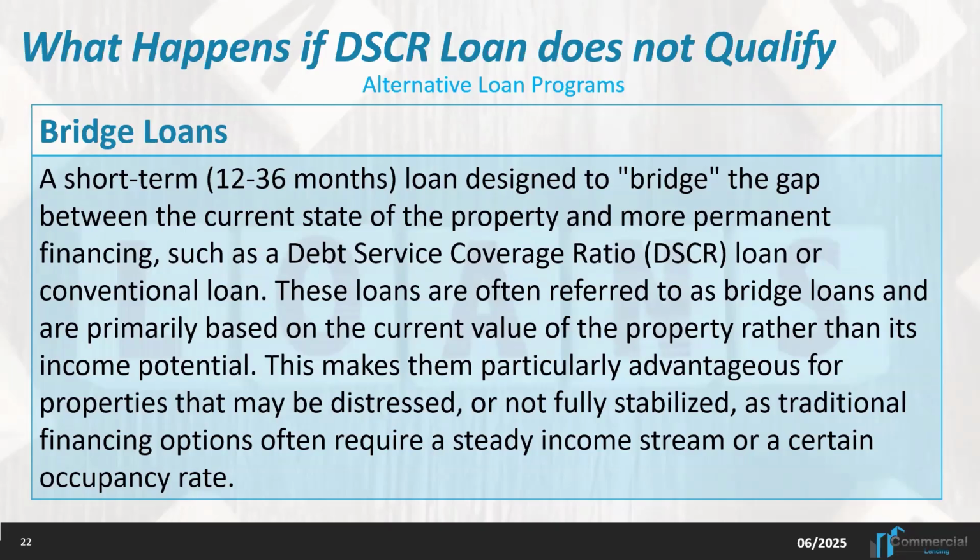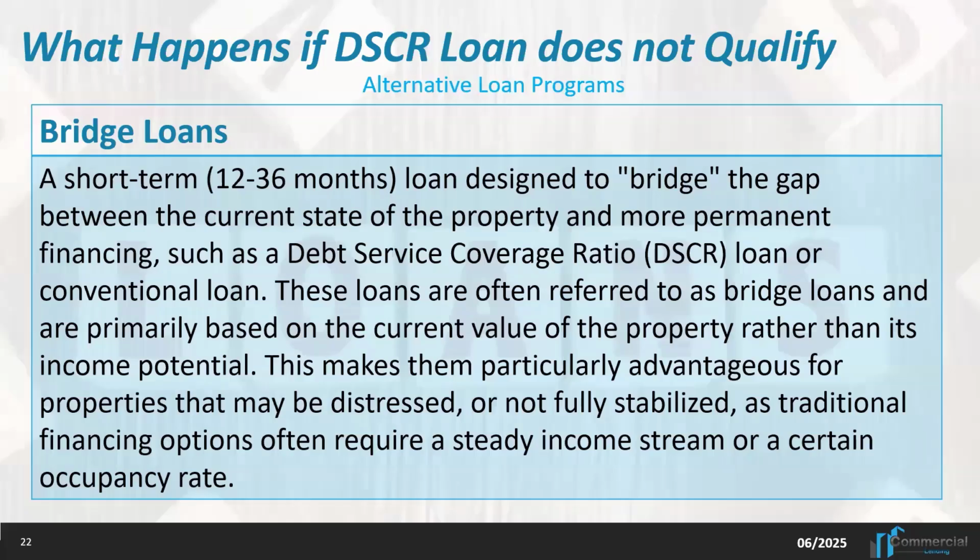This could be a 12 to 36 month term with principal and interest or interest only. This loan is designed to bridge the gap between an upcoming expense and an influx of capital, and it reflects the current state of the property and more permanent financing, like maybe DSCR or any other conventional loan. This loan is based on the current value of the property instead of its potential income.